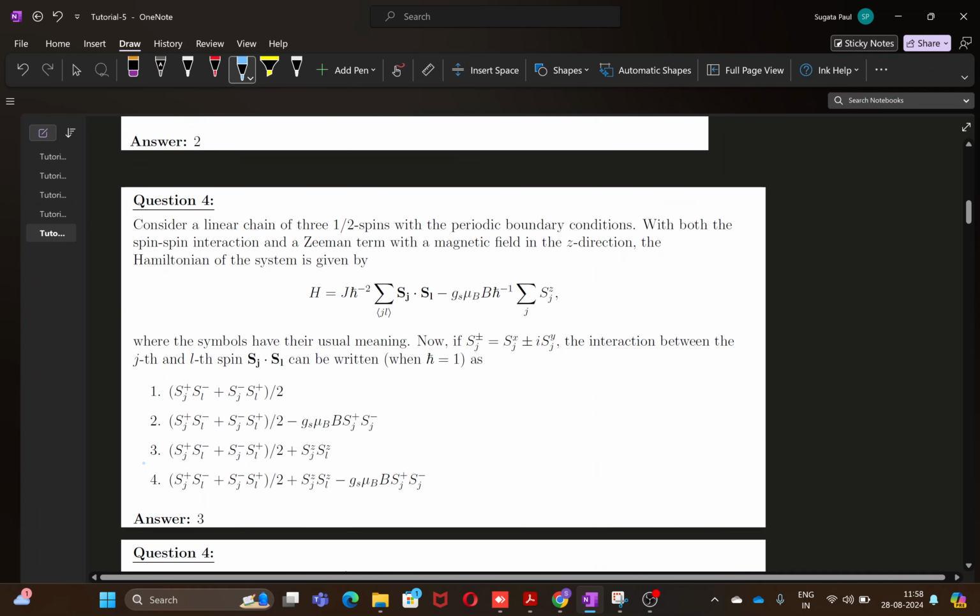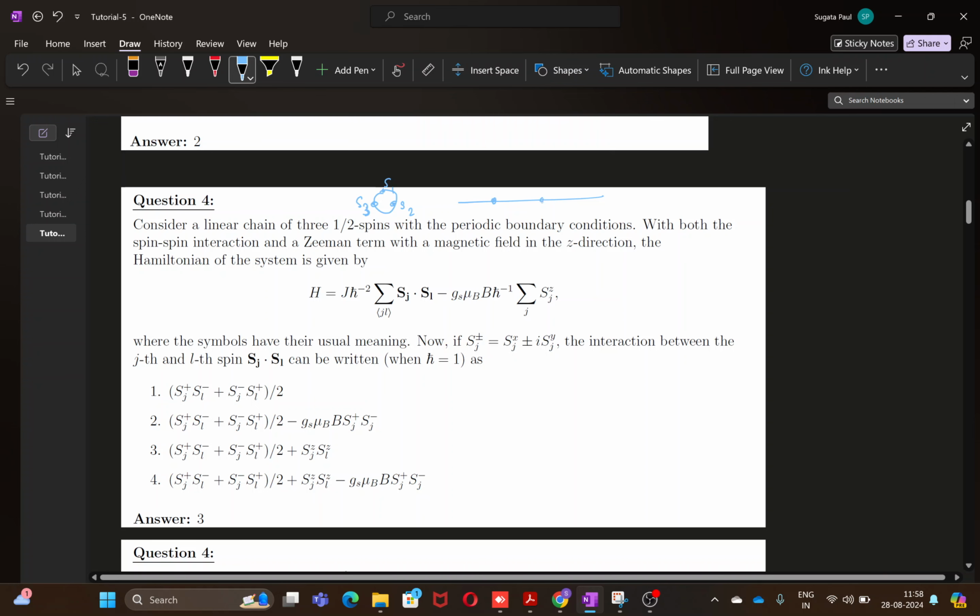Then question number 4 is again a mathematically solvable problem, so we'll be solving this. First read out the question: there is a linear chain of 3 half spins. That means this is a 3 spin system. You have S1, S2 and S3, with periodic boundary conditions. That means even if this is a 3-spin system, because of periodic boundary conditions there will be a closed system. So if this is S1, this is let's say S2, then this is S3. So you will have S1, S2, S3 in a closed compact periodic boundary condition manner. This will not be like a 1D chain which is discrete and open on both ends.